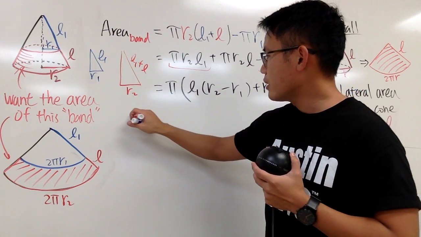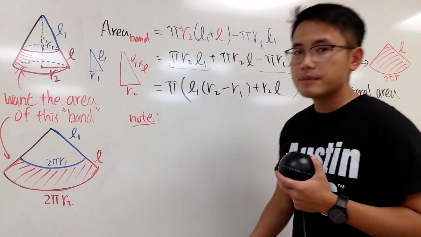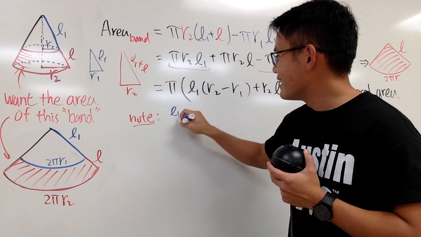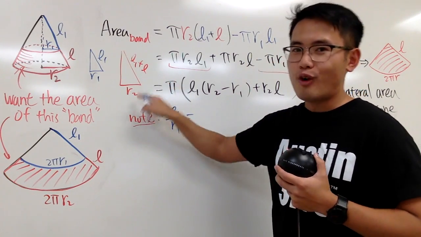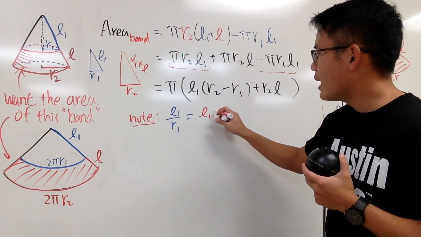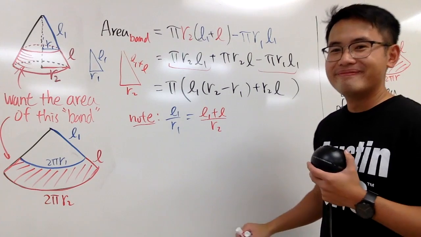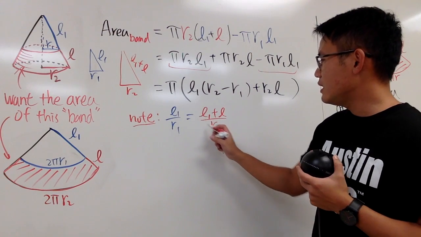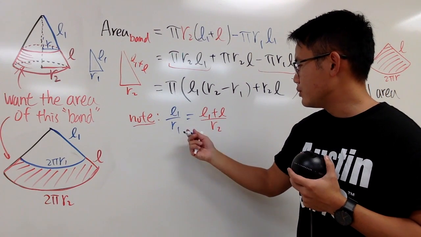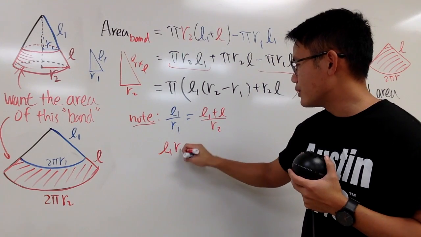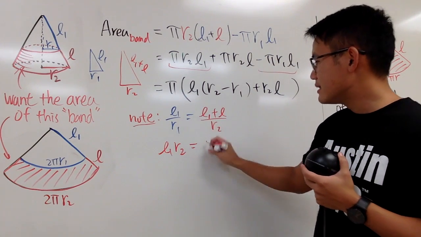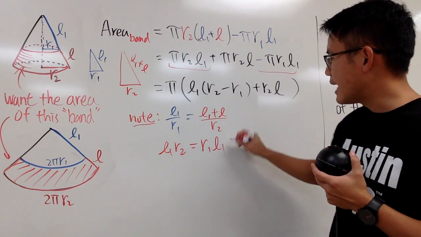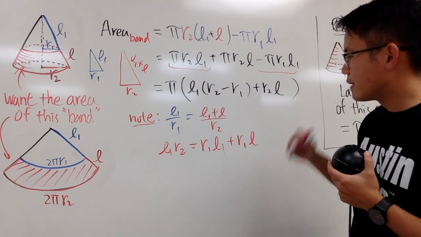So based on similar triangles, I'll just put a note right here. Let me just do L1 over R1 right here. And that has to be equal to this over that. So we will have the L1 plus L over R2. And now what can we do next? Let's just cross multiply, do some typical algebra. So you see, if I do that, I will have L1, let me do everything red. L1 times R2, right, this times that. And that's equal to R1 times this, so R1 times L1, plus R1 L, right?